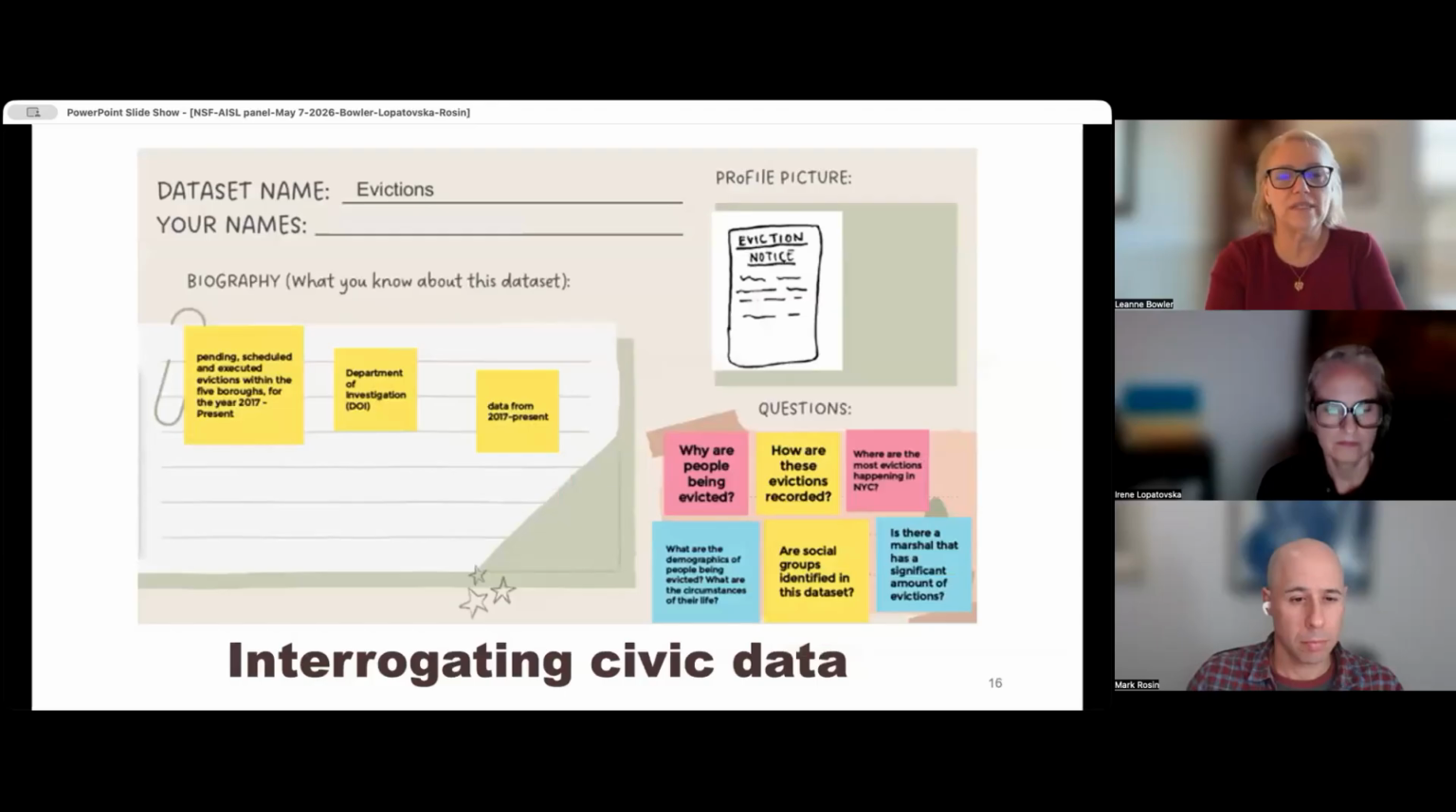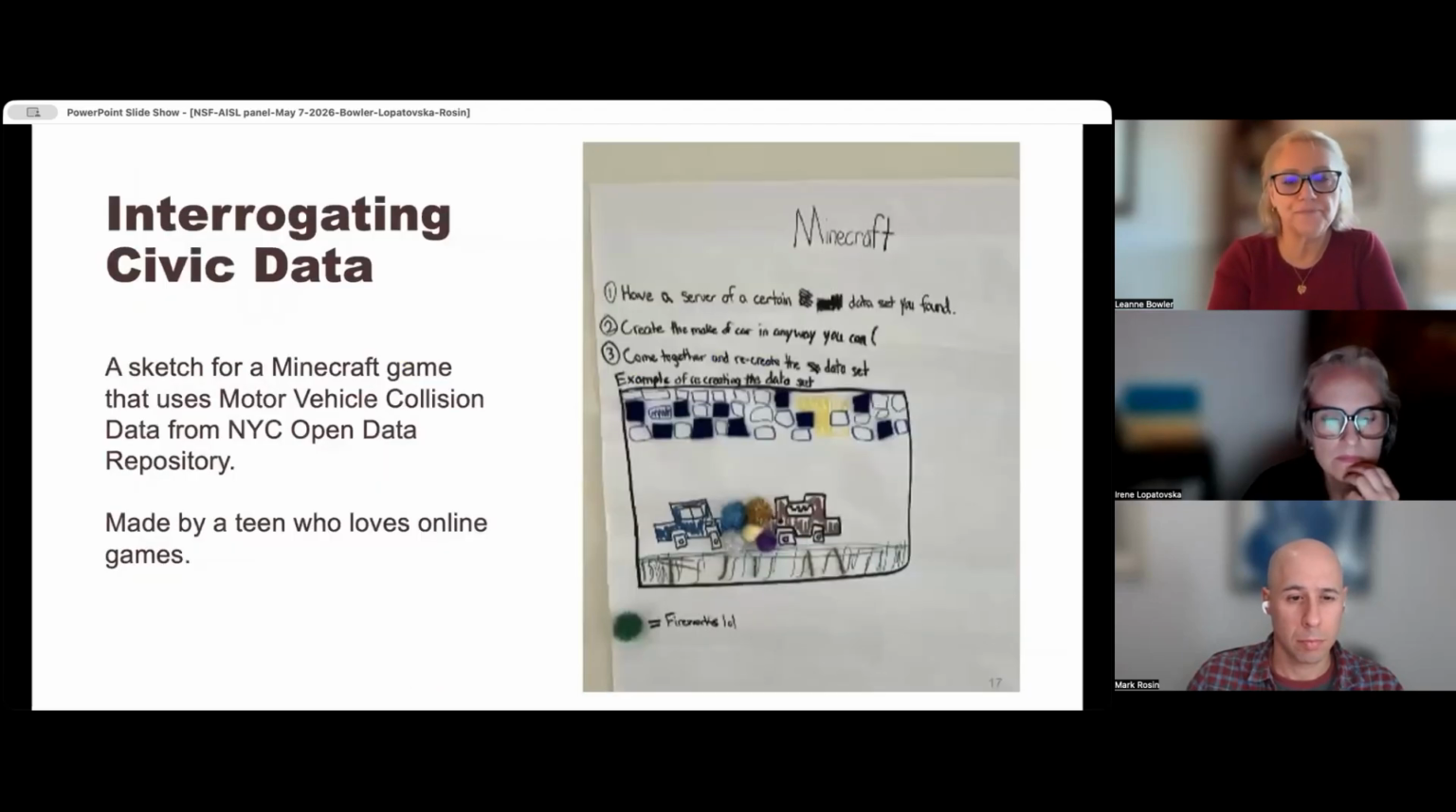And then this is when we looked at the evictions data set. Here again, you could see some critical questions emerging, like, why are people being evicted? And one teen asked, is there a marshal that has a significant amount of evictions? And when I looked over the transcripts, one of the teens said, how come they aren't recording empathy data, which was an interesting question.